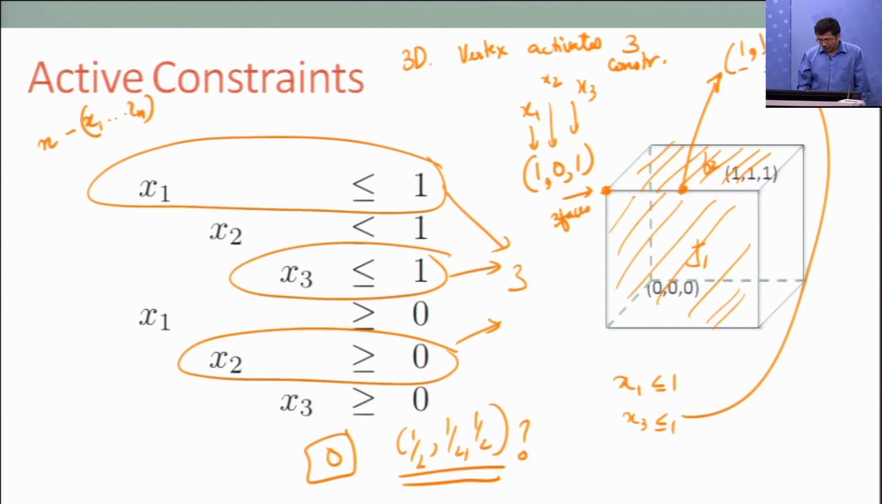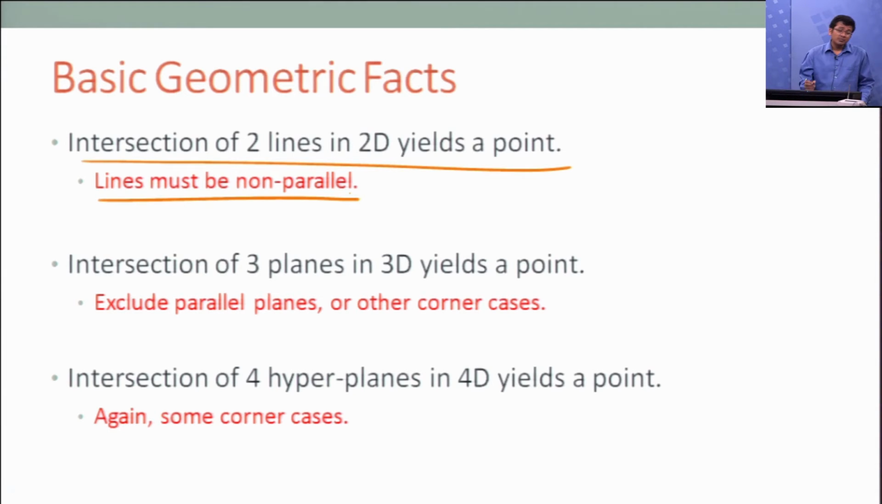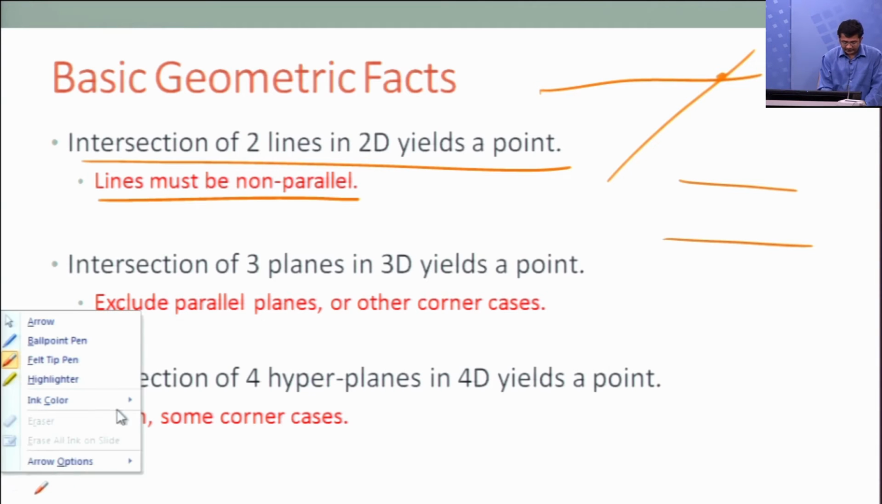So let us look at first some basic geometric facts to remind ourselves, and then move on from here. The intersection of 2 lines in 2 dimensions yields a point. Is that always true? The answer is no, it's not always true. The lines must be non-parallel. If you have 2 non-parallel lines, their intersection yields a point. But if you have parallel lines, then their intersection does not necessarily yield a point.